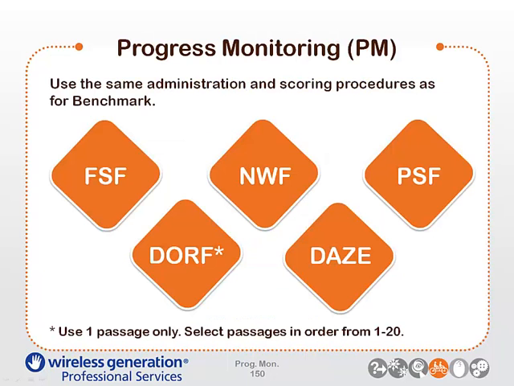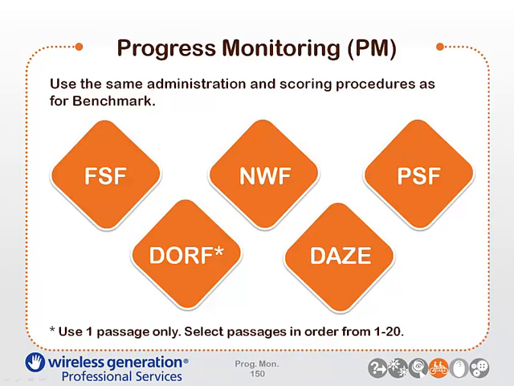There are only 5 DIBELS progress monitoring measures. LNF is not included in progress monitoring. However, you will continue to support students in learning letter names during core instruction, and progress monitoring can be done on paper and pencil. It's just not done on the device. If you'll also notice at the bottom of the page where you see the asterisk, it says that for DORF, you only use one passage when progress monitoring.